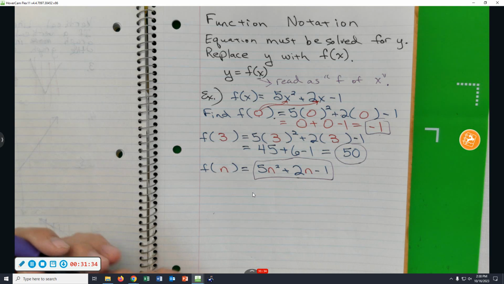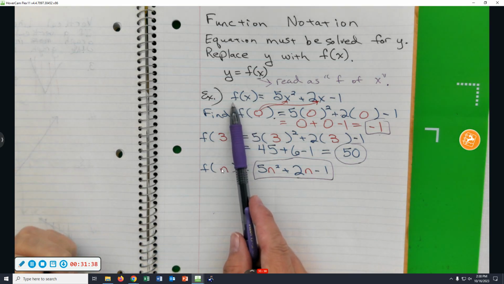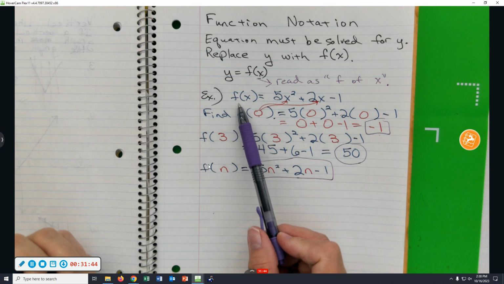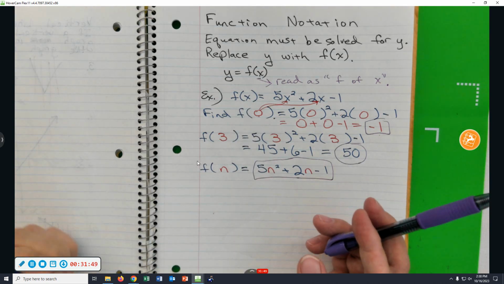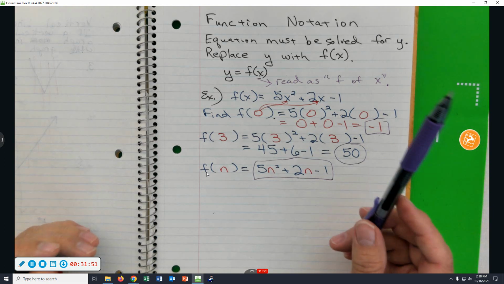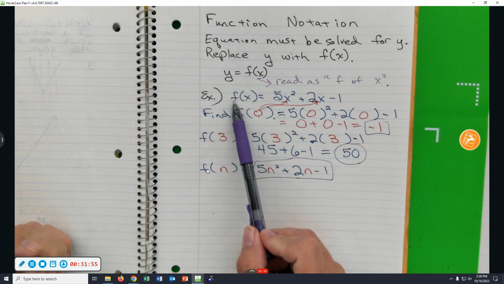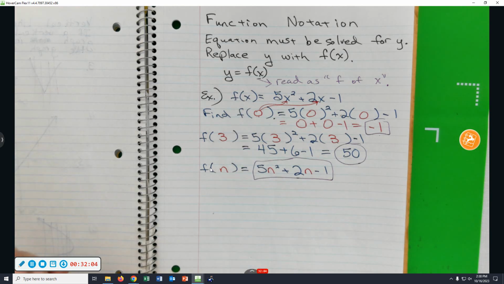And realize that letter, that name F, really you can use any letter you want to name the function. In my business calculus class, I use C of X all the time for cost functions. I use P of X for profit functions. I use R of X for revenue functions. The most common letter, I suppose, to name a function is F, just because the word function starts with the letter F. But you could use any letter you want to, really.